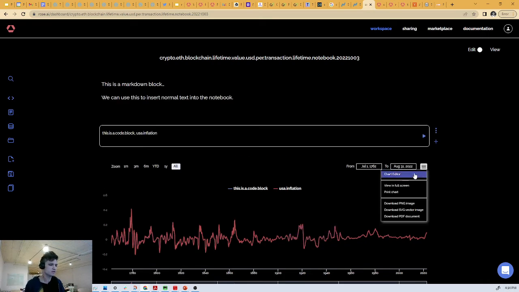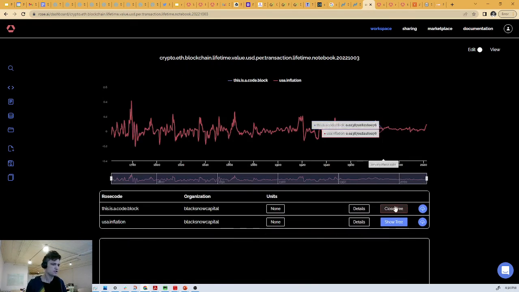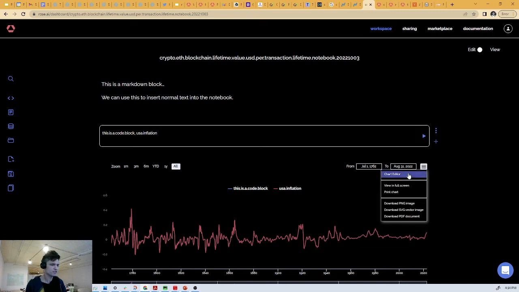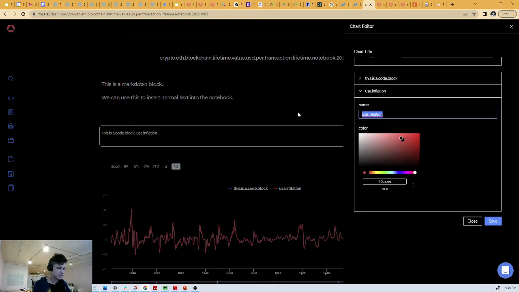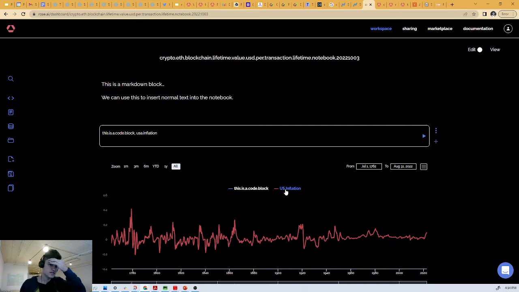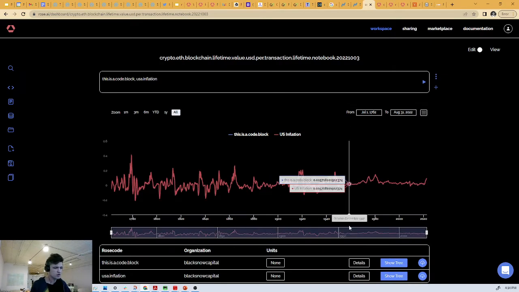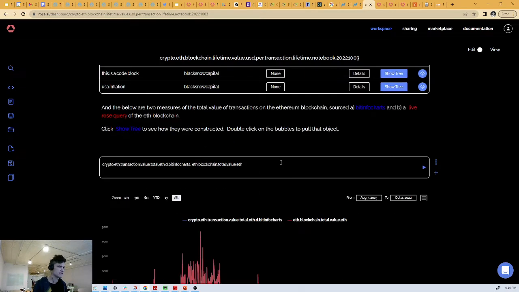So let's go here and close that tree and name this. We're going to say, let's leave that as this is a code block and say US inflation. And you'll see that the title changed. So now when we go into view mode, all this stuff will disappear. It'll be a lot easier to look at.